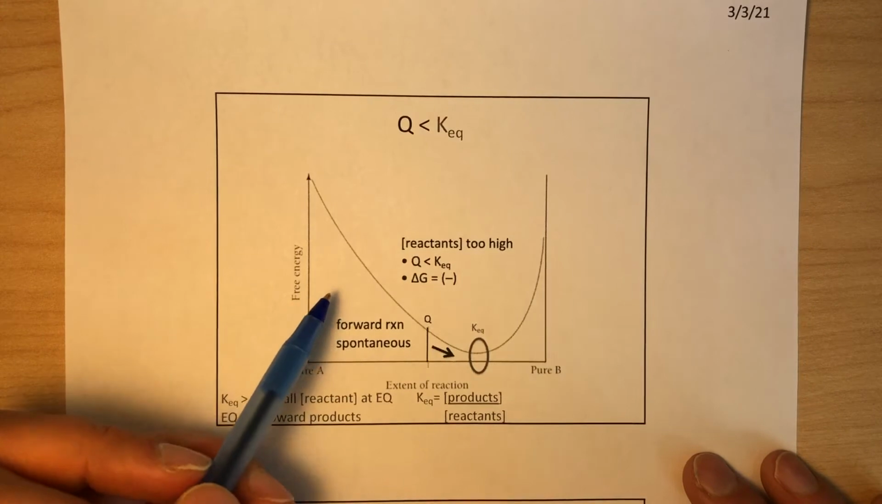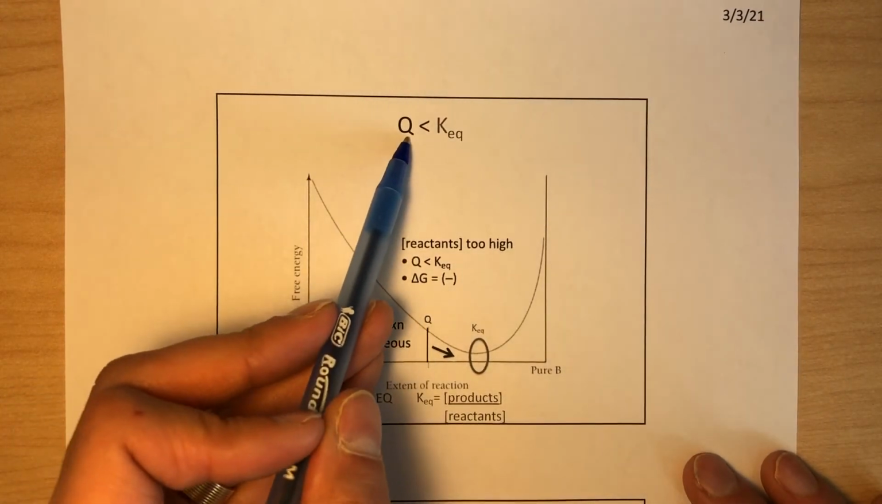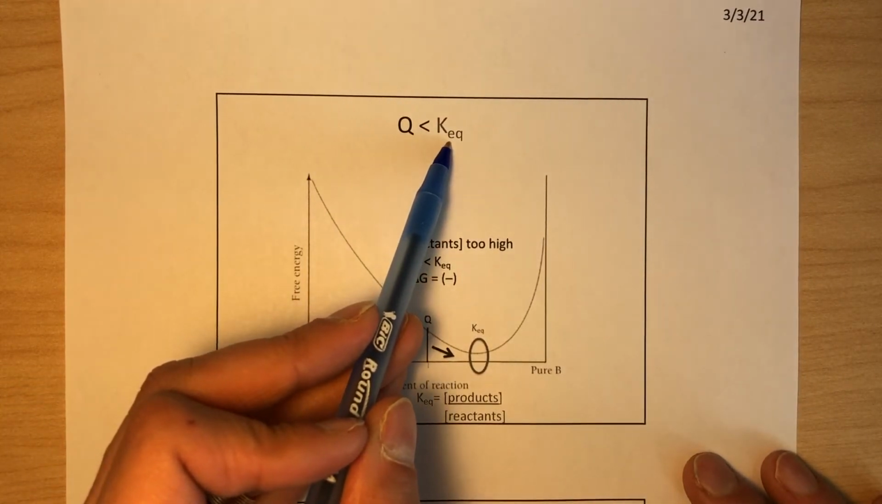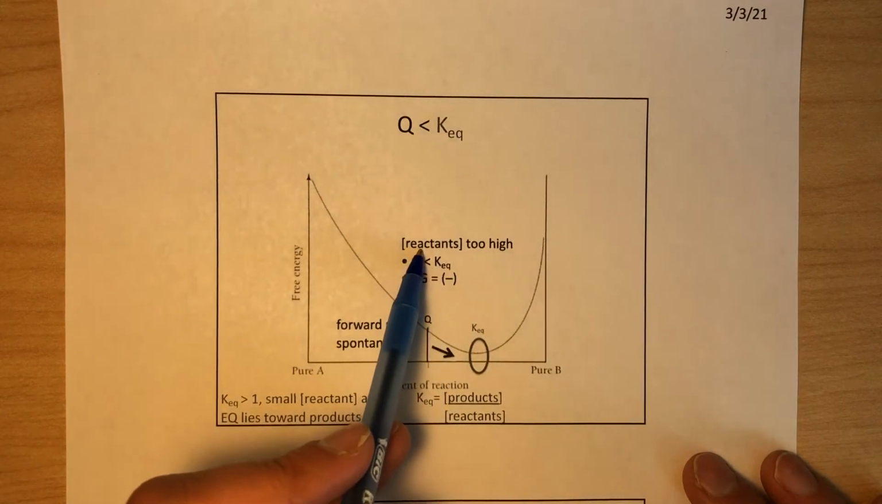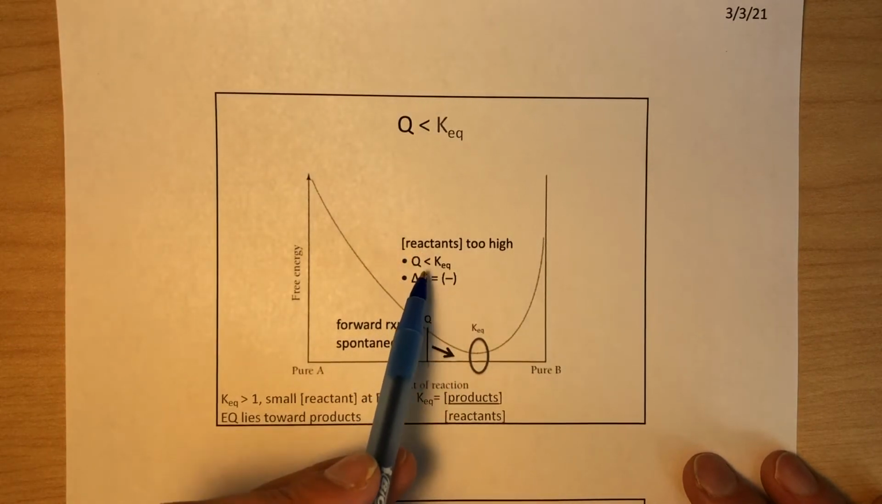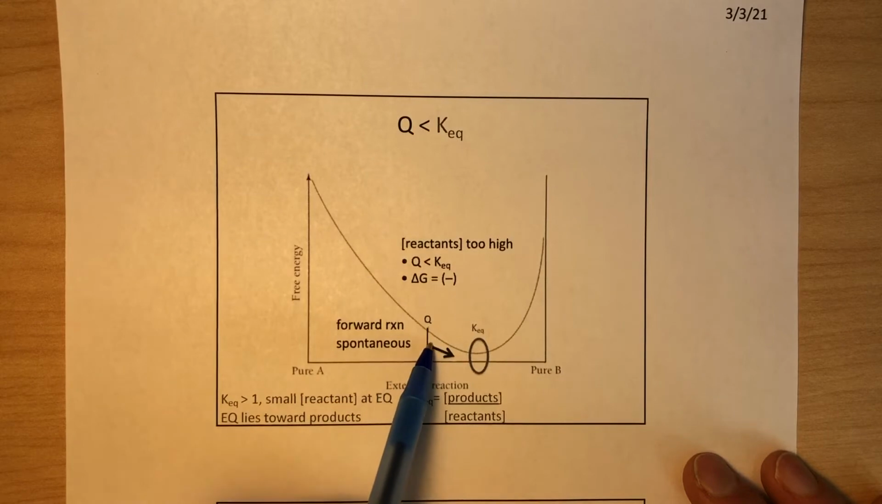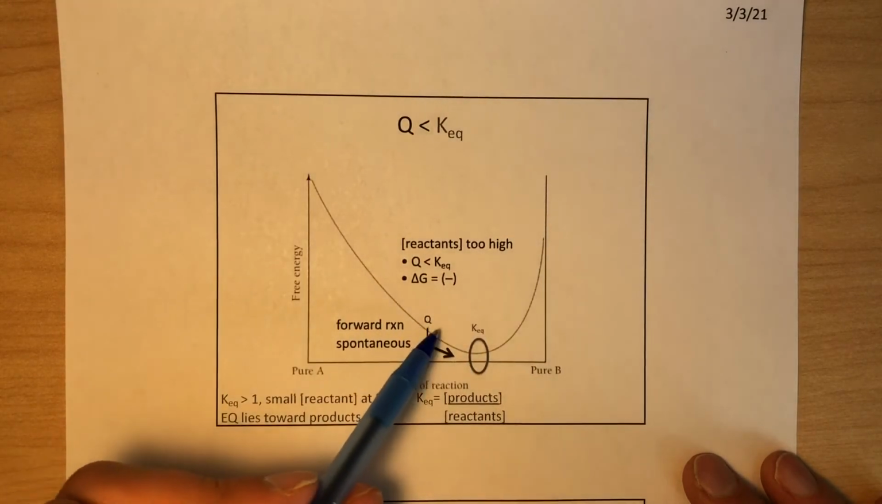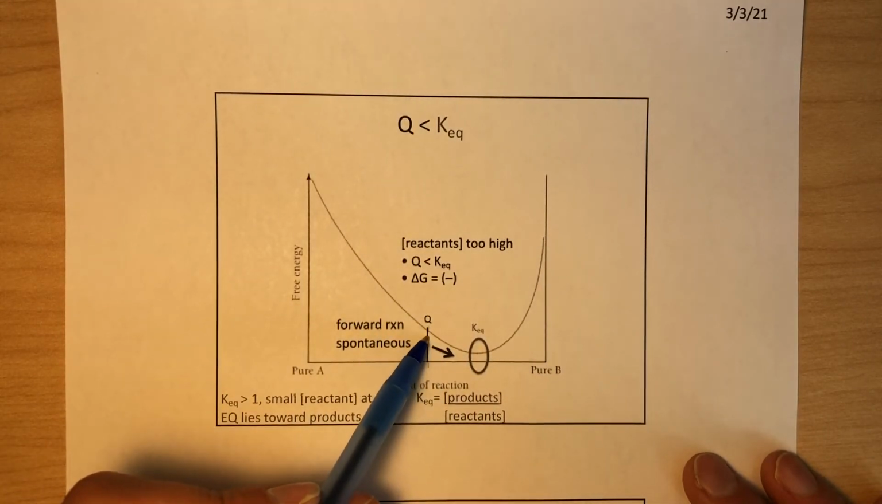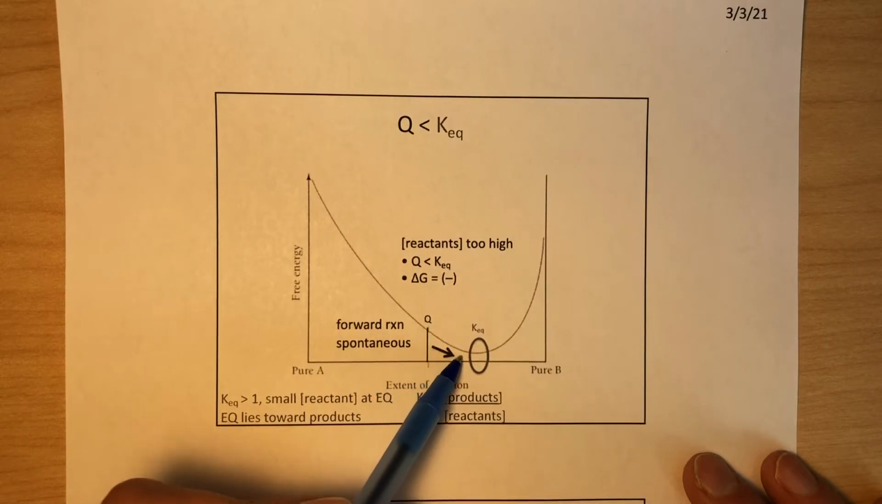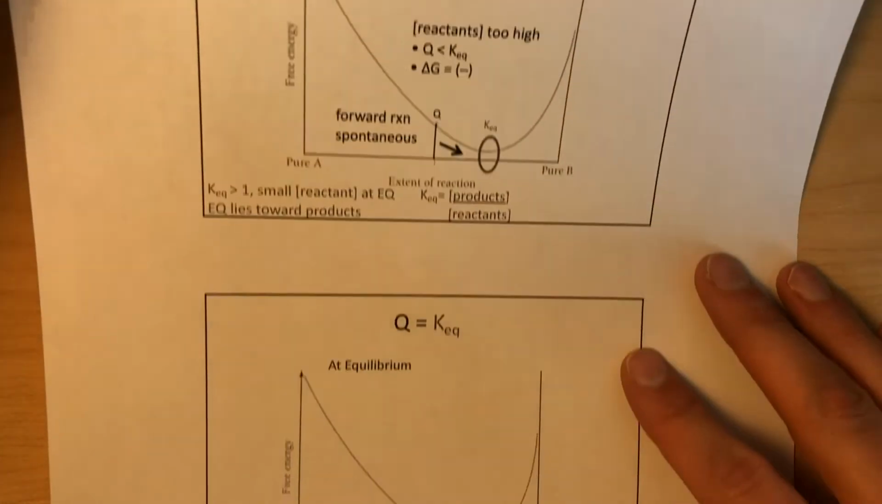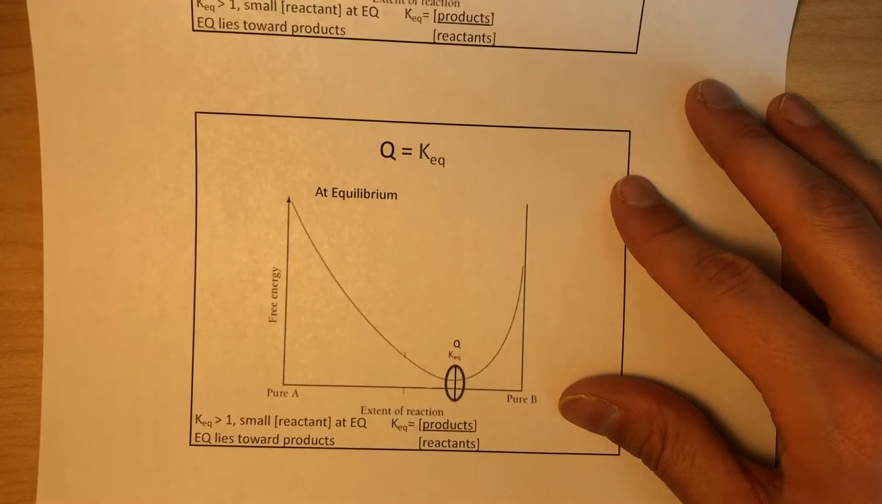So in this situation, we would have a Q that is less than K, and at that point, our reactants would be too high because Q is less than K, and our forward reaction is spontaneous. So again, we are up on the left-hand shoulder, and so the reaction would shift to the right until Q reached K, and then we would be at equilibrium.